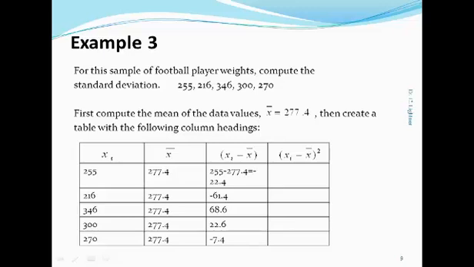In our last column, we should square the difference from our preceding column. 22.4 squared is equal to 501.76. Negative 61.4 squared is equal to 3,769.96. 68.6 squared is equal to 4705.97. We do the same for the remaining two values in our chart.